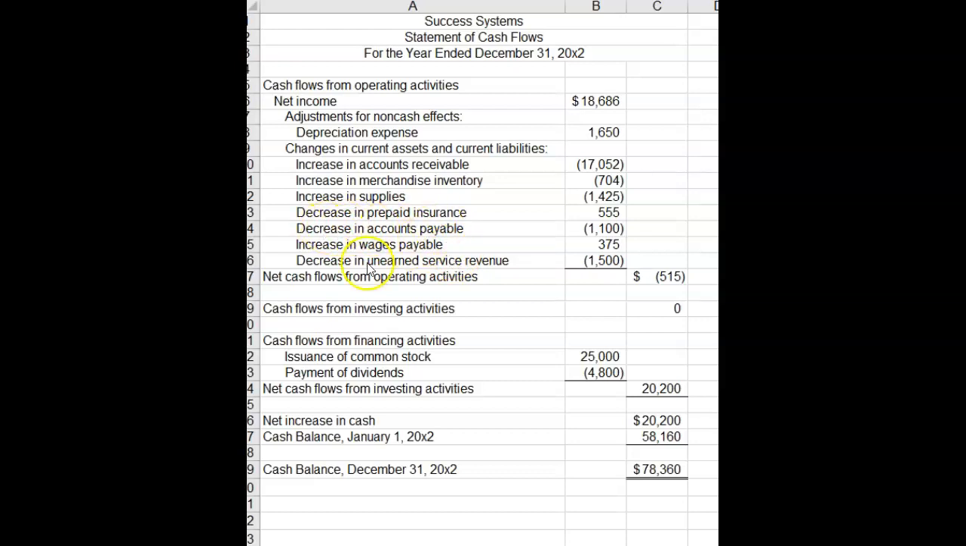Decrease in accounts payable and decrease in unearned service revenue then also decreased net income, while the increase in wages payable increased net income. And when you add and subtract all the numbers in this column, net cash flows from operating activities were indeed a negative $515. More cash was used in operating activities than was received in operating activities.